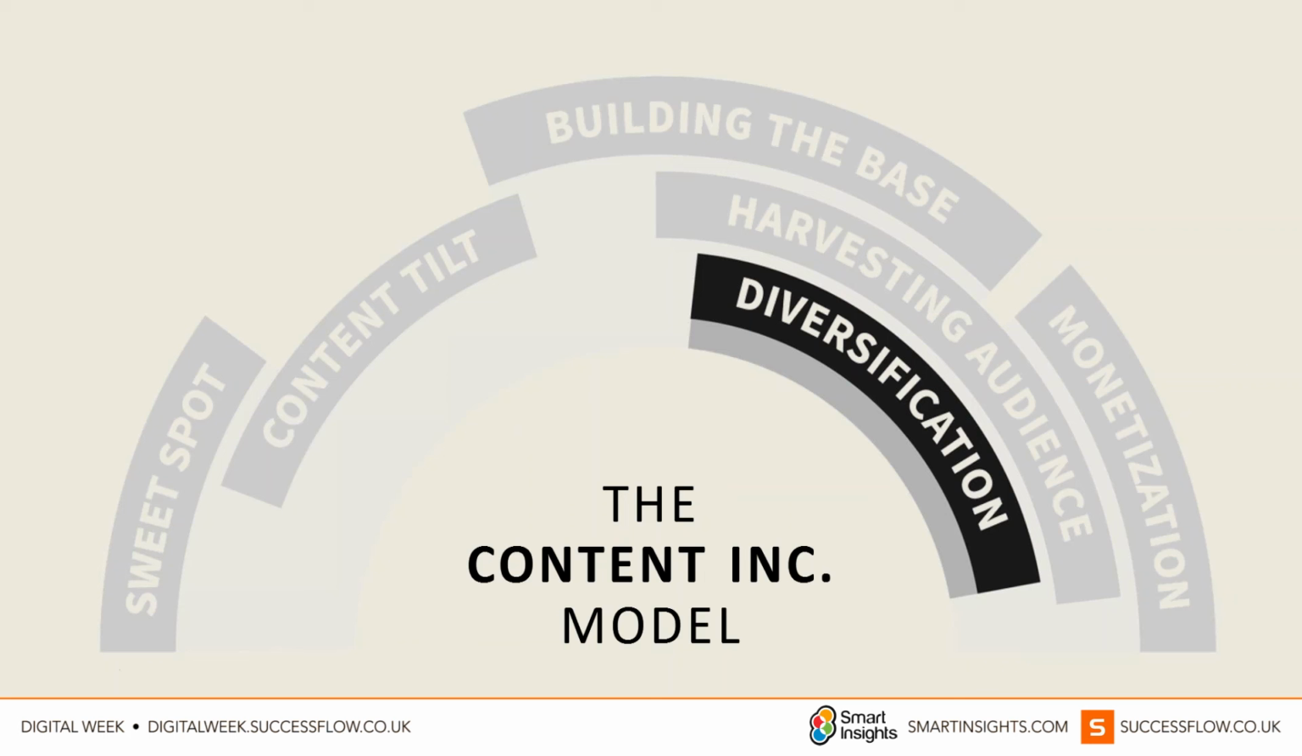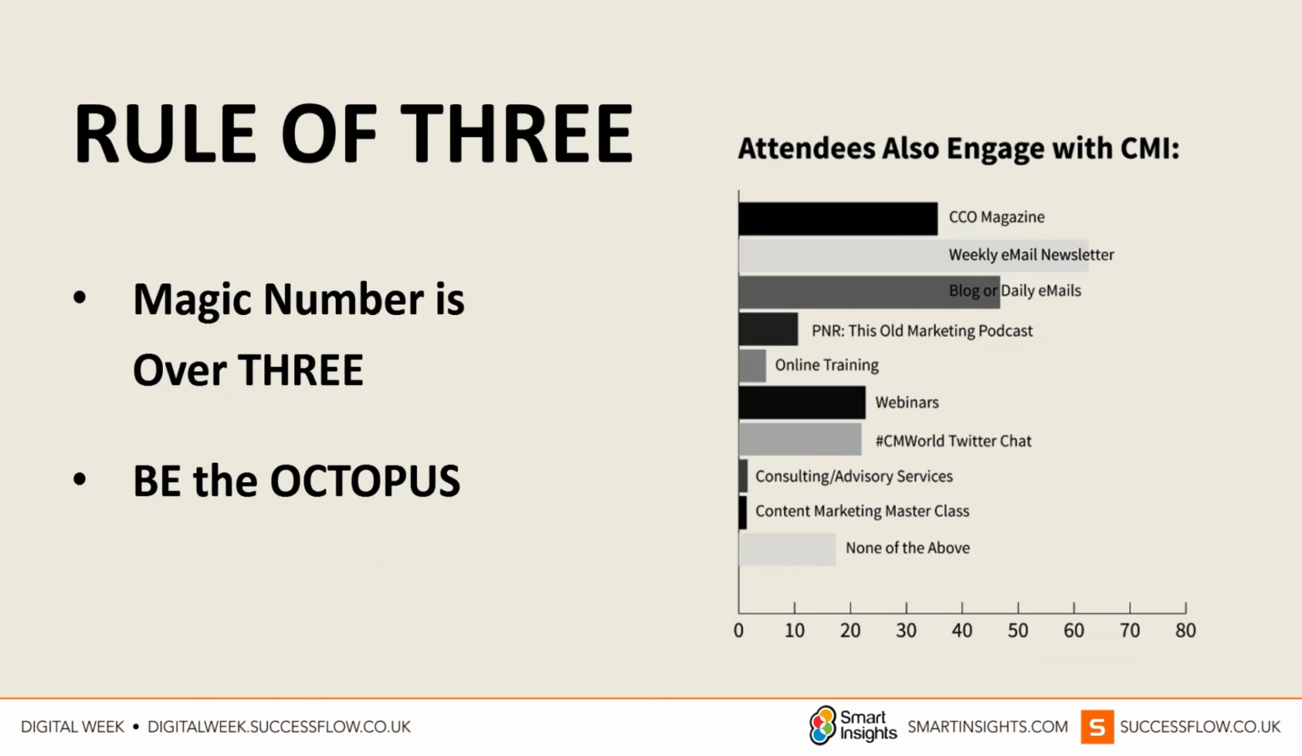Now for us, this is data from Content Marketing Institute. We found out that there's really a rule of 3 for us. So our magic number is 3, where our best customers are engaged in 3 different subscription opportunities. You can see this to the right. So these are all the people on the right that come to our big event every September, Content Marketing World.